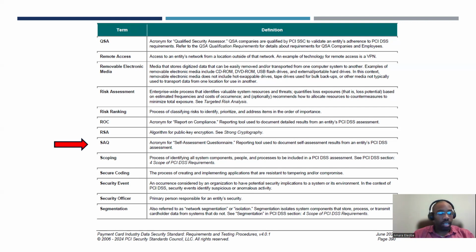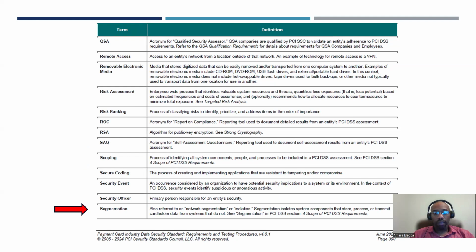All right, now we have what we call a SAQ, which is a self-assessment questionnaire. I know I mentioned SACD, it's just that I had performed a SACD assessment for an organization, so that's why it came to my mind. But it's just a self-assessment questionnaire, and it's a reporting tool where you can document your self-assessment result before you submit that to the acquiring bank.